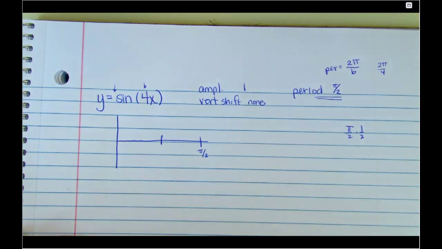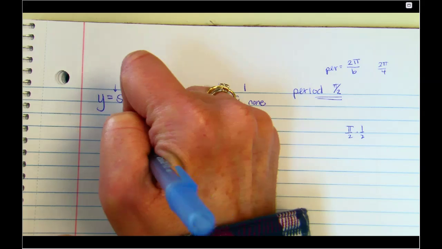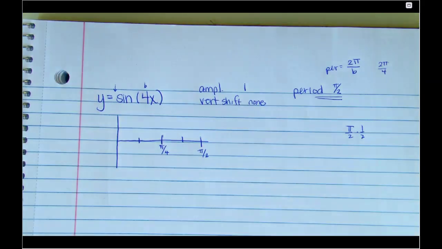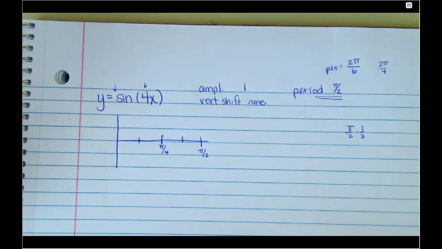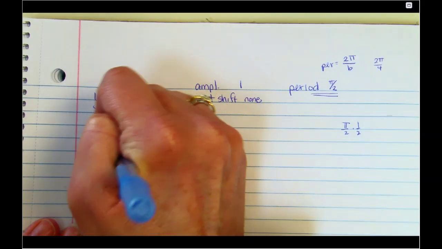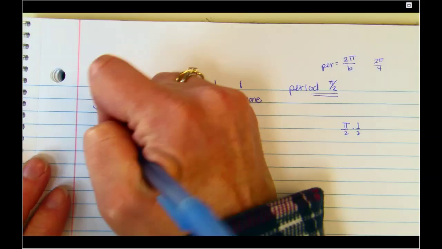It's pi over 4. Now, you guys, this is why we don't number those, because nobody wants to think about what that is. It's pi over 8 and 3 pi over 8. I don't need you to know that. What's the amplitude? 1. Now there's your 5 points, and you graph them like normal.